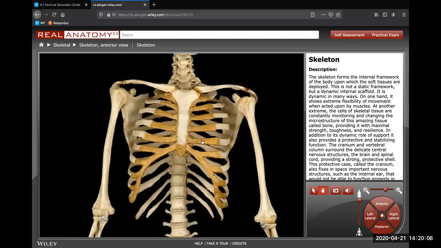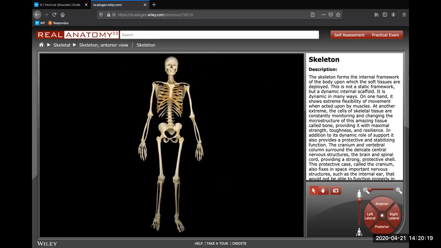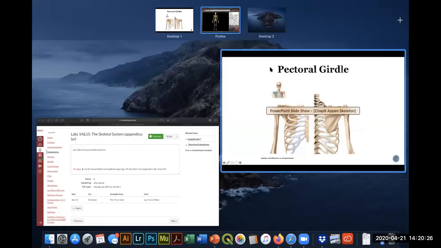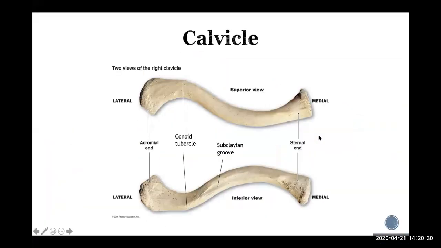I'm gonna be using this a lot. This is the Wiley Plus Real Anatomy skeleton. So in your real anatomy, I'm using this guy to point out bones, and the bones from different angles, because I feel like that's really important for these bones in particular. Your appendicular skeleton needs a lot of angles to look at.